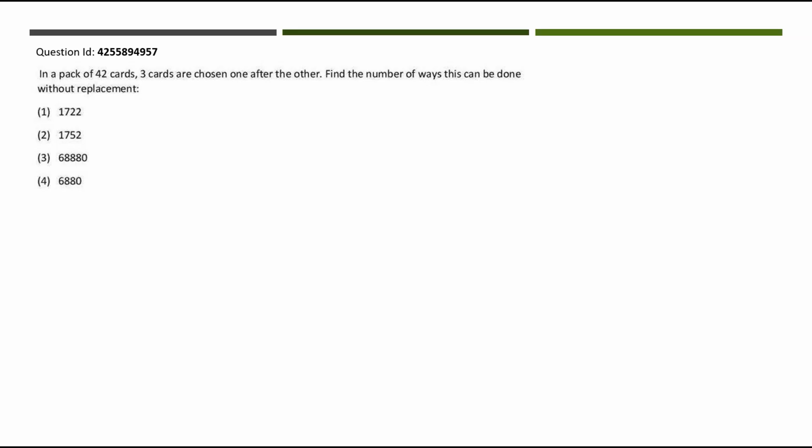It means when you pick the first card out of the 42, you cannot replace it. So for the second picking, you will have only 41 cards. For the third card picking, you will have only 40 cards. This is the idea behind saying without replacement. Now let's see how to solve them.